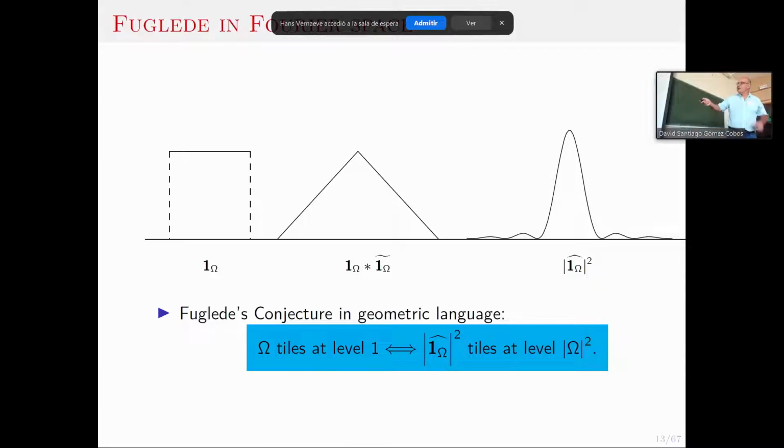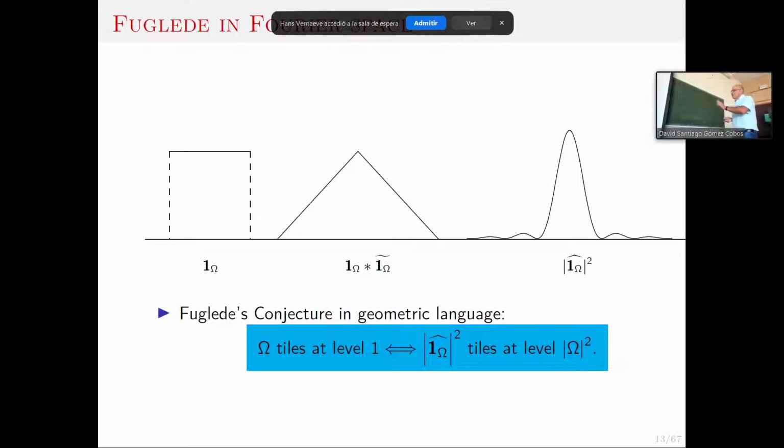So we saw that Fourier's conjecture is equivalent to this statement in blue. So what does Fourier conjecture say? That a domain omega tiles at level 1, so this is the ordinary kind of tiling, if and only if its Fourier transform squared, which we usually call the power spectrum of the domain, tiles with some other, not the same translations, but can tile at this level. This is completely equivalent, and we saw why.